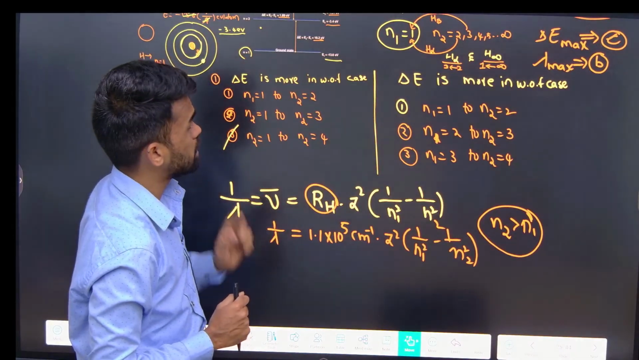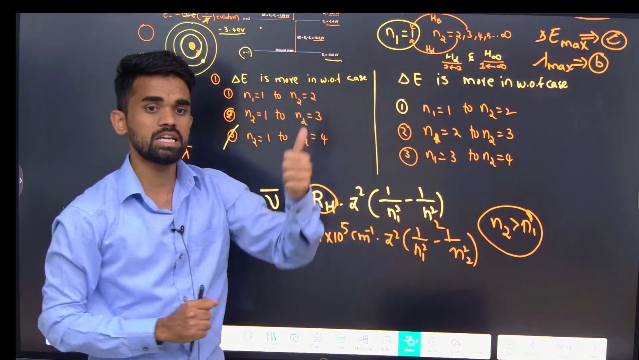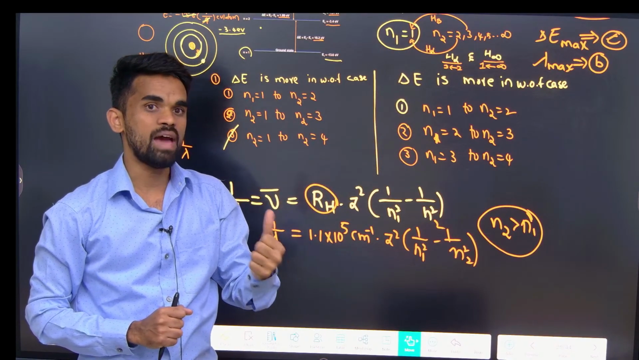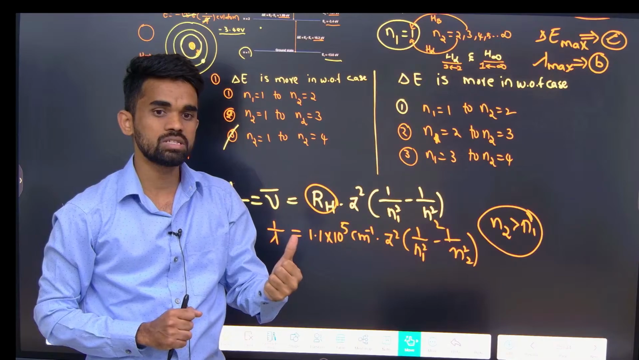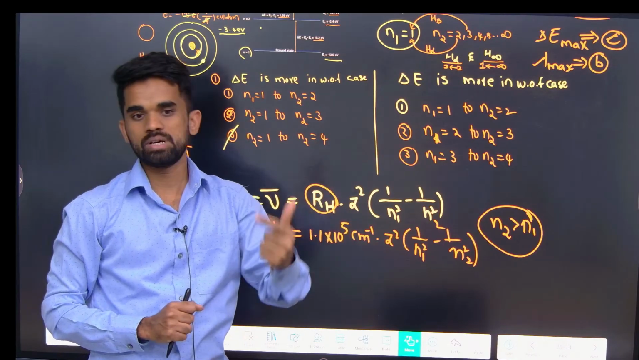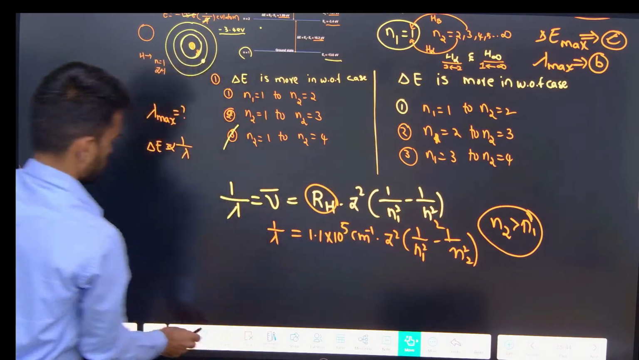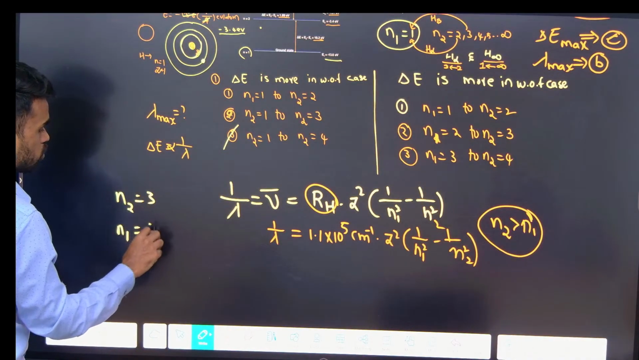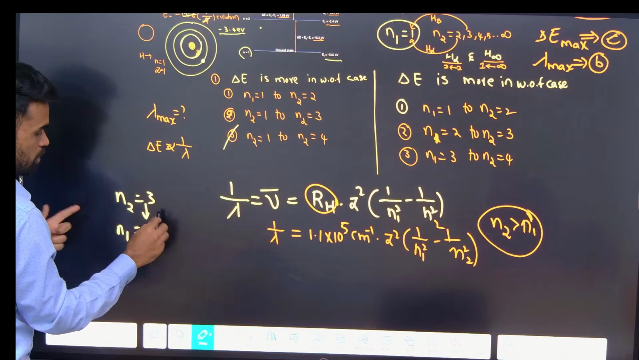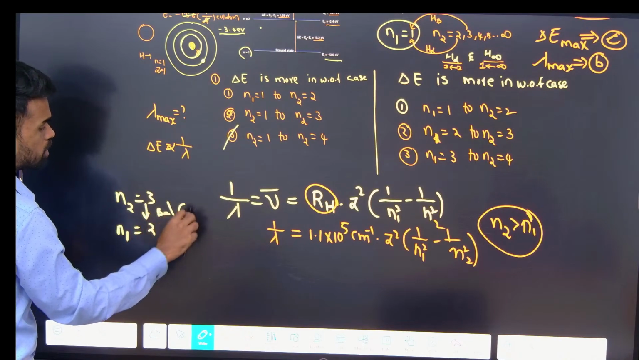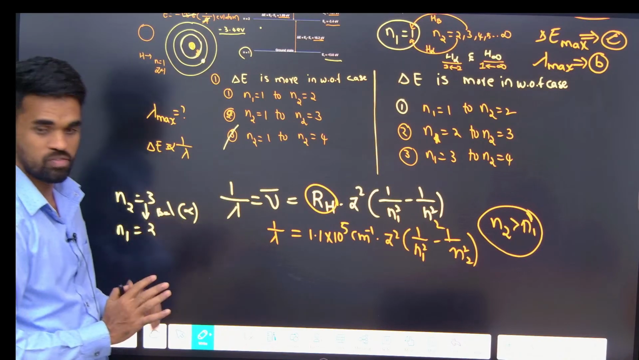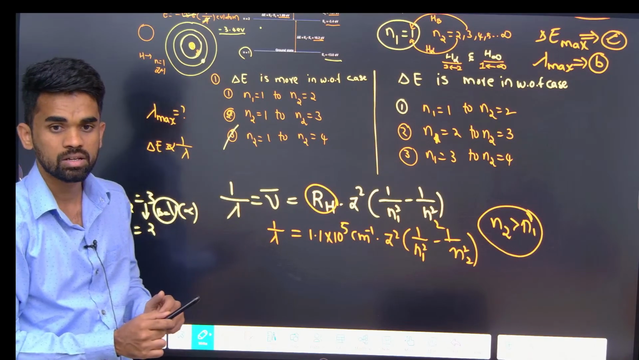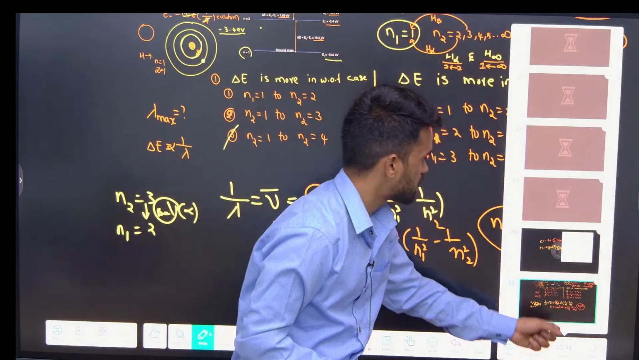Next one is not only Lyman, they may ask it for Balmer. What are the H alpha line values for the Balmer series? H alpha is 3 to 2. Yes, N2 should be 3, N1 should be 2. This is Balmer alpha line, the first line of the Balmer series. So all Balmer series lines will fall in the visible region.